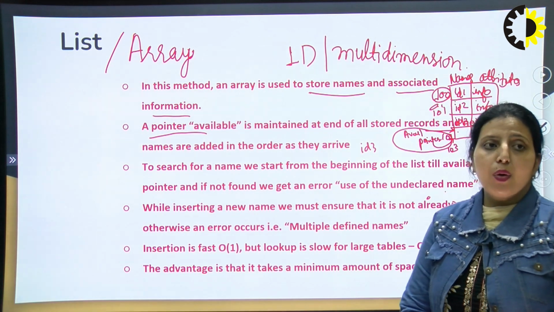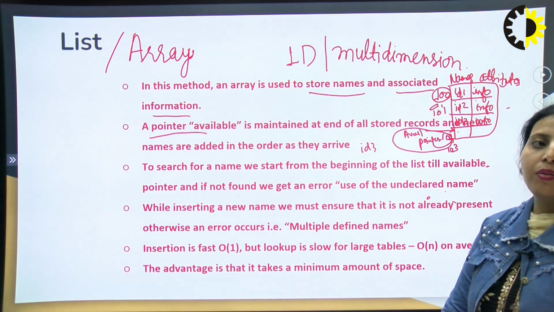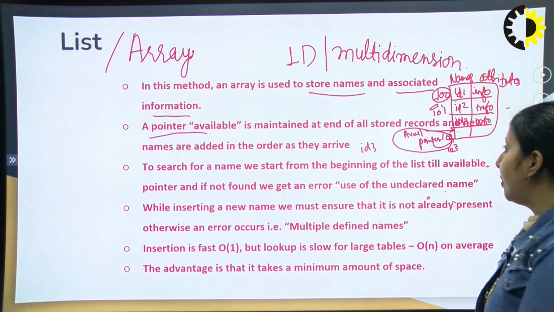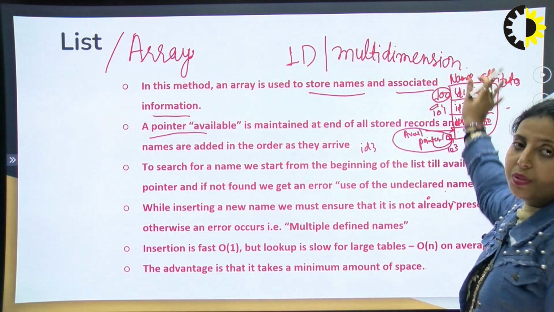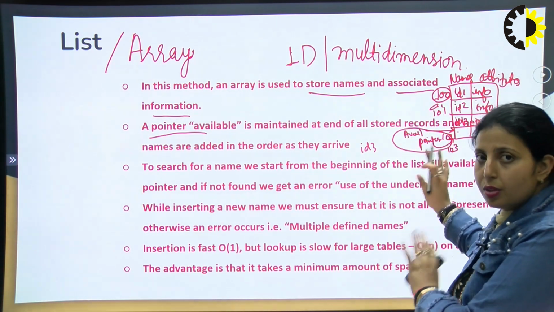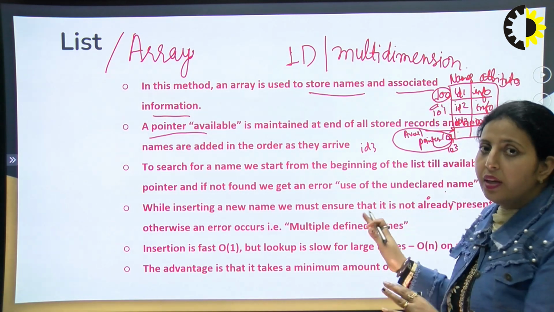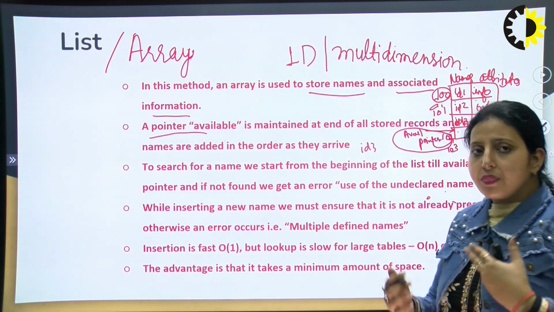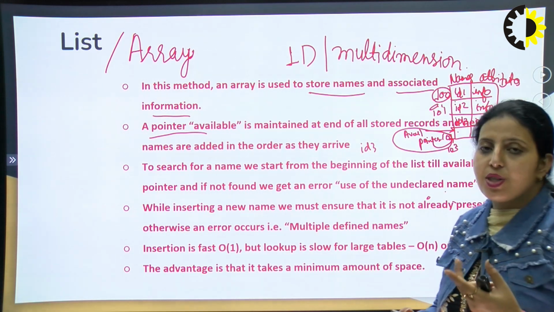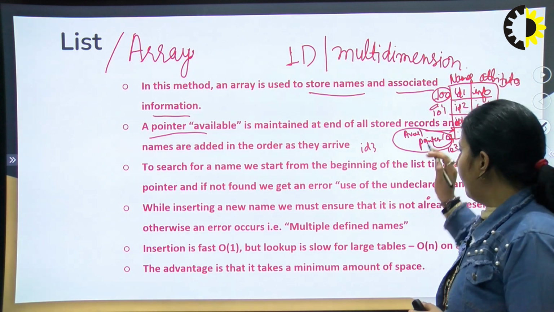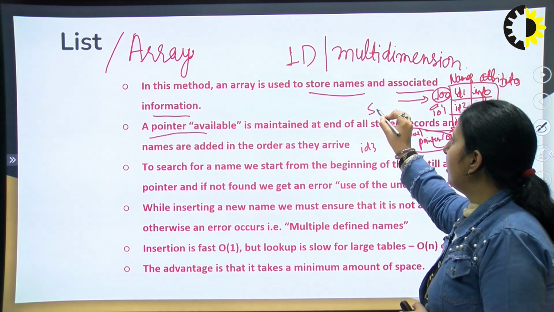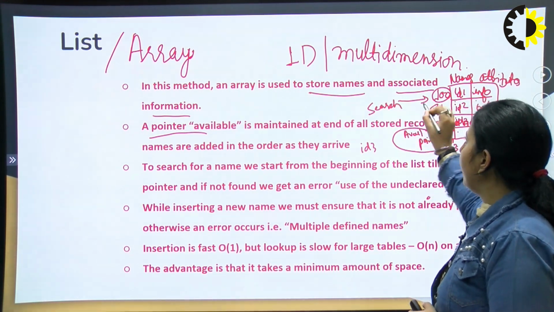Now if we want to search for a name, we start from the beginning of the list till the available pointer. Suppose we want to search something in the symbol table, how will we search? Insertion, as I have just told you, is done in the same way. Now if we want to search any value or information about any variable, it has to be searched from the beginning, means from location 100 we start searching.